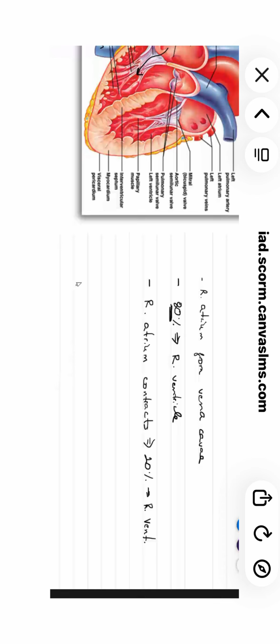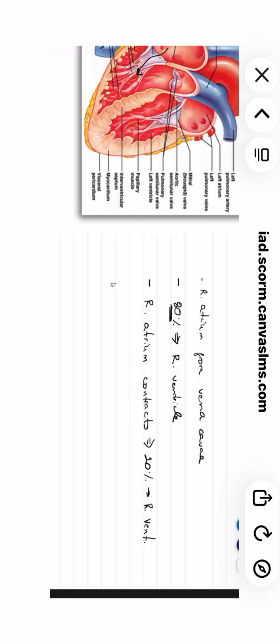All right, here's an important thing. Atrium contracts, what has to happen next? Right, so the right atrium contracts and 20% of the blood enters the right ventricle, right? Now, what's the next thing that has to happen?